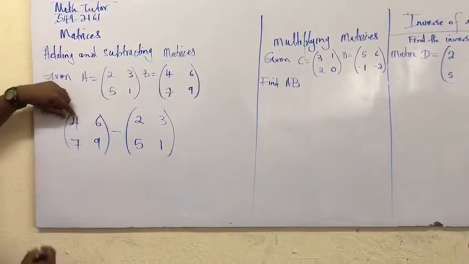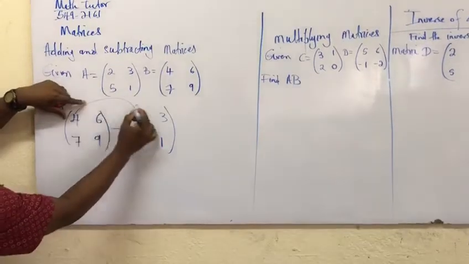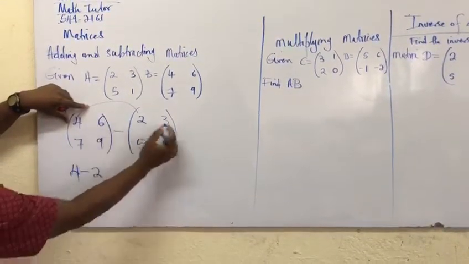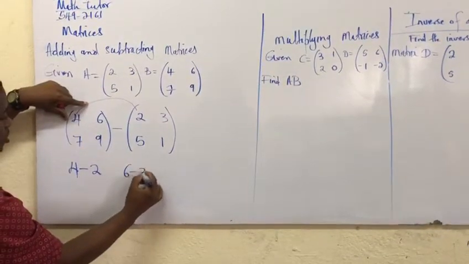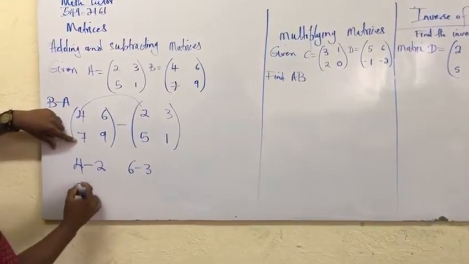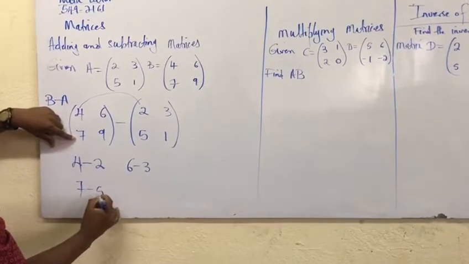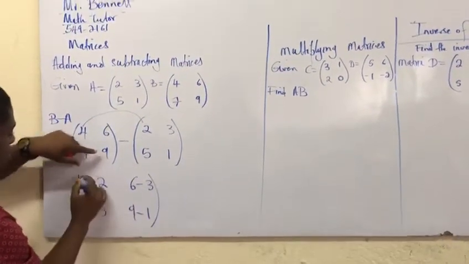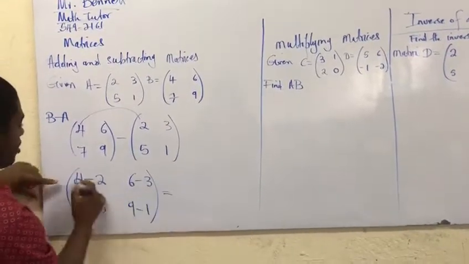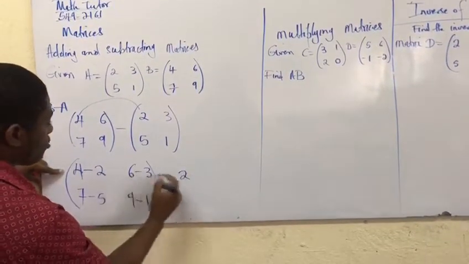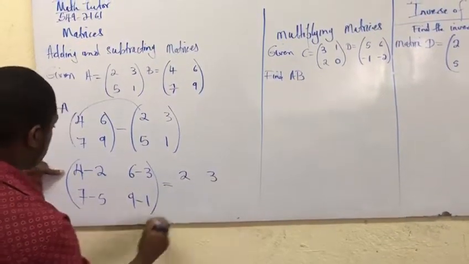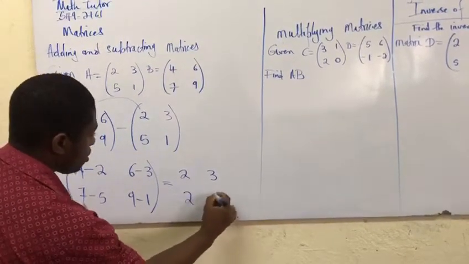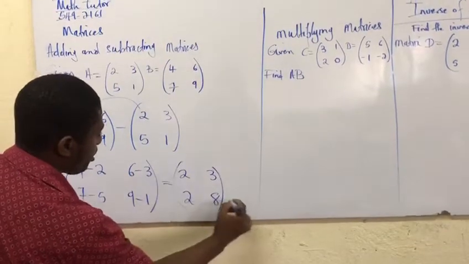So the first one in A matches with this, so it will be 4 minus 2. 6 matches with 3, so 6 minus 3, 7 minus 5, and 9 minus 1. 4 minus 2 is 2, 6 minus 3 is 3, 7 minus 5 is 2, and this is 8.